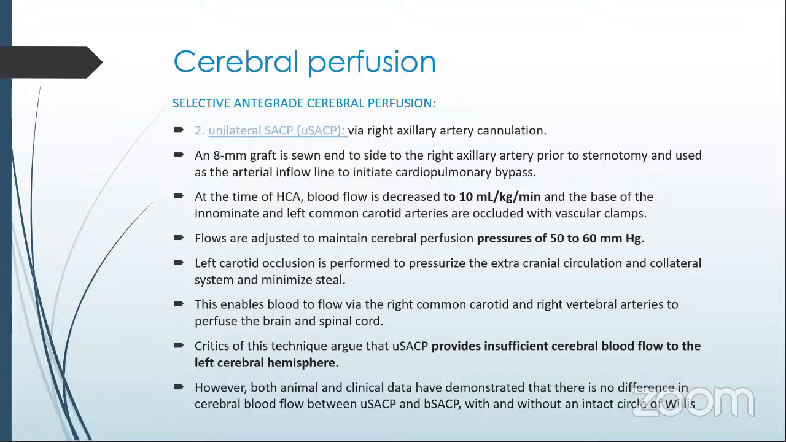We can do a left carotid occlusion to pressurize the extracranial circulation and collateral system and minimize the steal. This antegrade cerebral perfusion enables blood flow via the right common carotid and right vertebral artery to perfuse the brain and the spinal cord. But one critique of this unilateral antegrade cerebral perfusion is that it provides insufficient cerebral blood flow to the left cerebral hemisphere because we are using the right side. However, studies demonstrated that there is no difference in the cerebral blood flow between unilateral or bilateral cerebral protection, with and without use of intact circle of Willis.